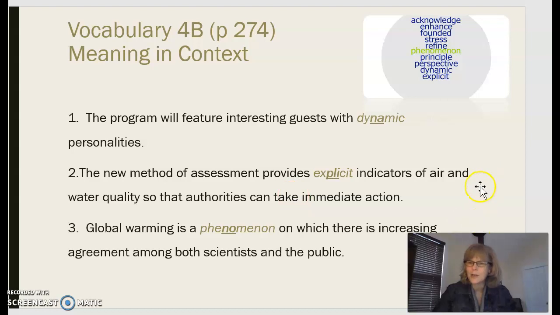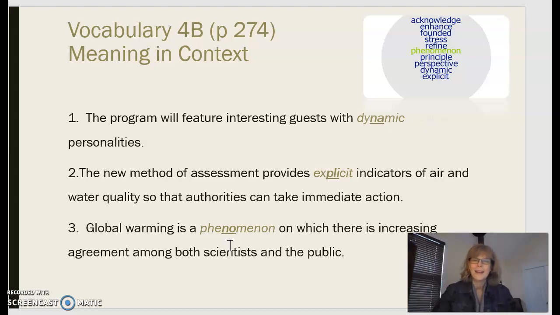Let's just say these words together. I underlined the stressed syllable just to help you practice. But we have dynamic, explicit, and phenomenon. Sorry for the sounds going on outside my window.